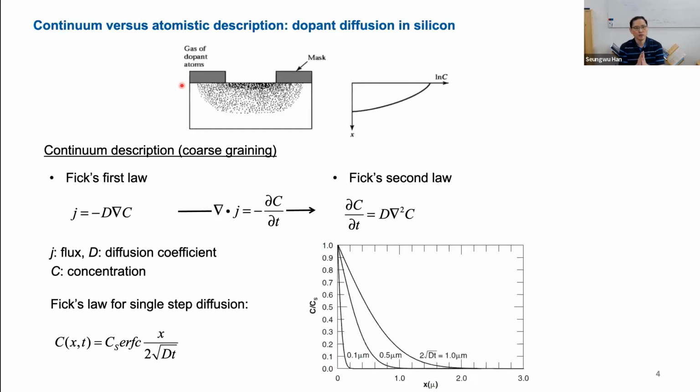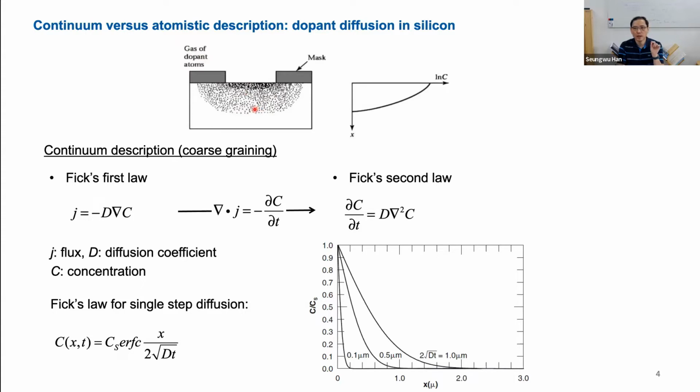All right, so let me first contrast two types of material modeling, continuum versus atomistic description, with the example of dopant diffusion in silicon. So in silicon, when you want to dope the semiconductor, one of the methods is to flow the gas of the dopant atoms, and then these dopant atoms diffuse into the semiconductor, and it can generate the carriers, right?